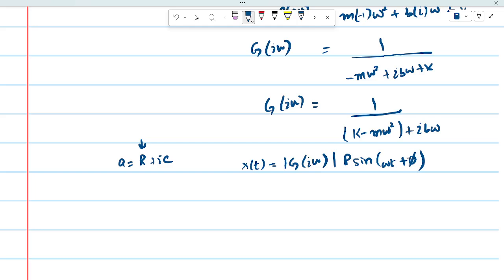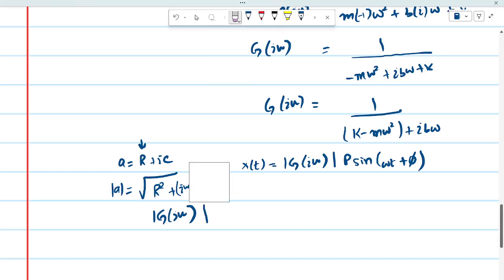So we need to know what the phase angle is. The amplitude of a complex number: whenever we want to find the amplitude or magnitude of a complex number, it becomes r square plus c square. That's how you can find the magnitude of the complex number.